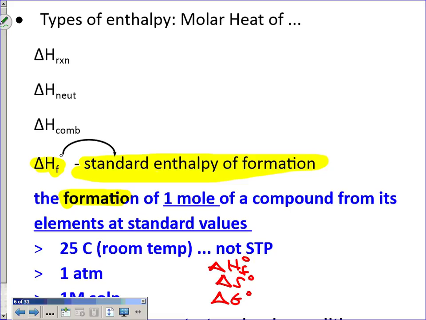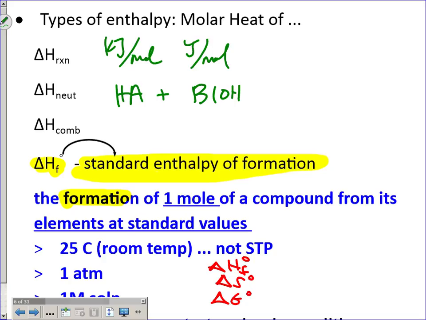So molar heat of reaction would be kilojoules per mole or joules per mole, just based on the question at hand, if it's talking about kilojoules or joules. Heat of neutralization. It's called heat of neutralization because it's a neutralization reaction. What the heck is a neutralization reaction again? Acid plus base yields water and a salt. And I'm going to put BA. Okay. So acid plus base yields water and salt. So that would be heat of neutralization.